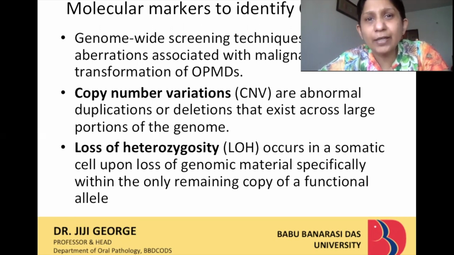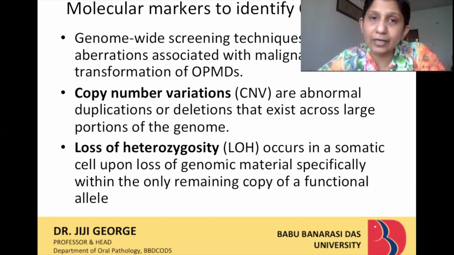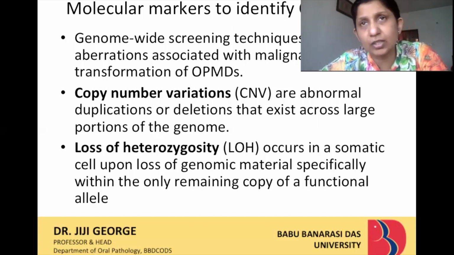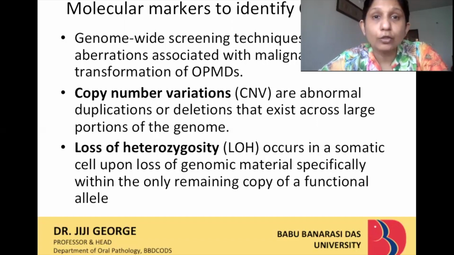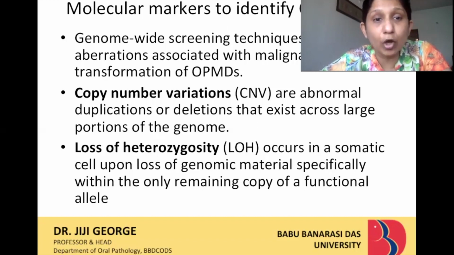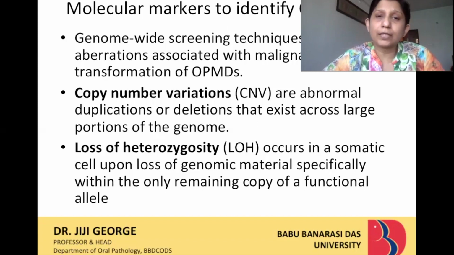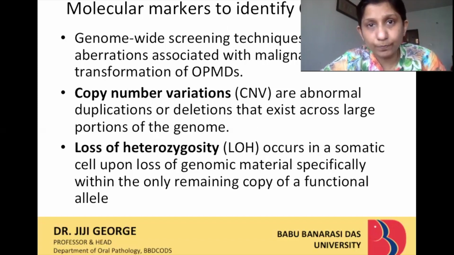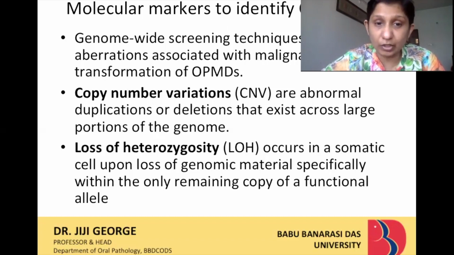That is, when a cell undergoes a malignant change, we all know cells can undergo changes like mutations, deletions, translocations, etc. So copy number variations are the abnormal duplications or deletions that exist across large portions of the genome. That is, a certain defect in the genome will be copied a number of times. That means in various loci of the genome, you will find the same defect at different places. So that is called copy number variations.